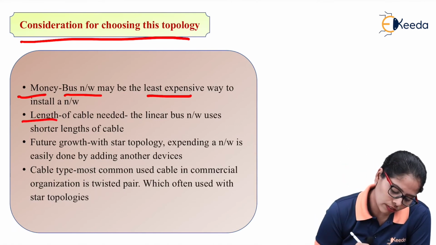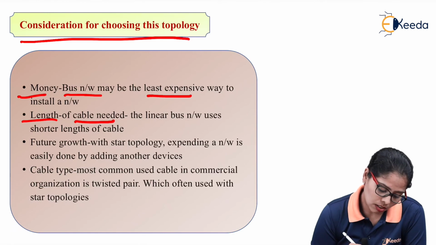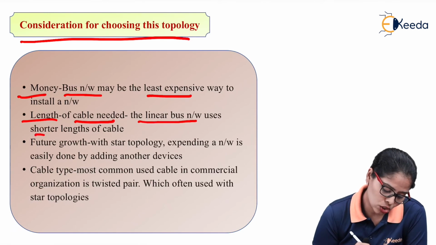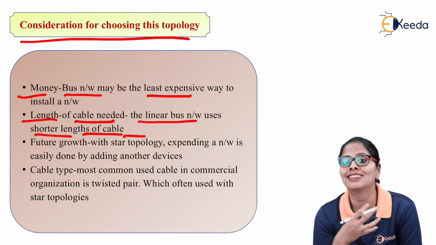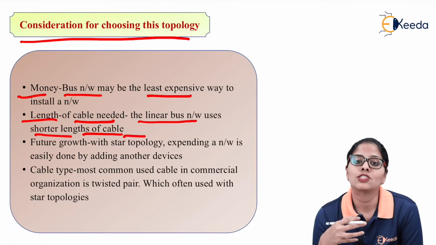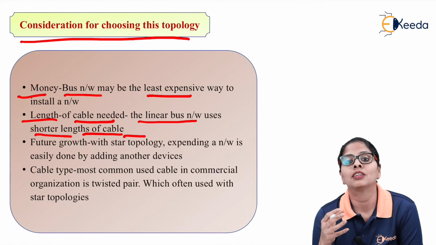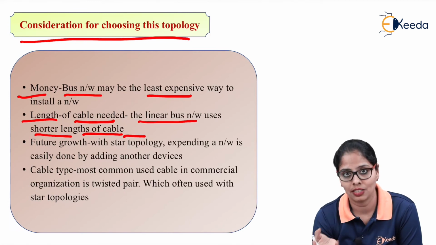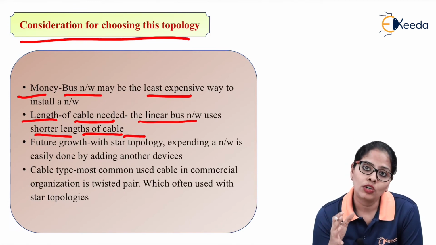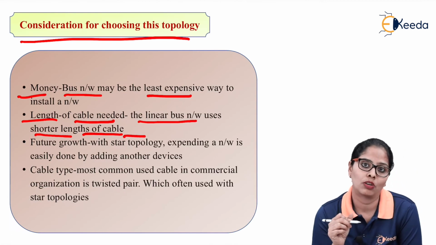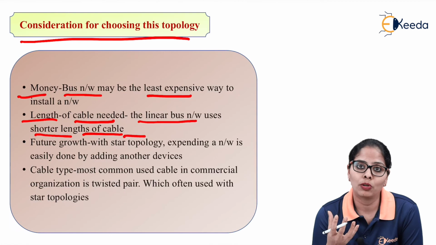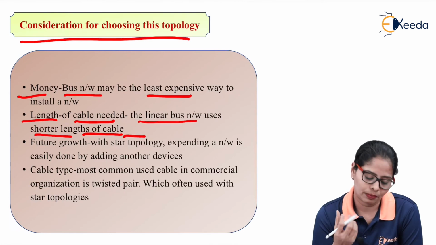Next is the length of the cable needed. A linear bus network uses a shorter length of cable, and as you know, we are trying not to increase the cable length, because as you increase the length of the cable, the signal distortion goes on increasing. So I want to reduce the cable length. Because of that also we choose this topology, because in the star topology we can reduce the cable length.